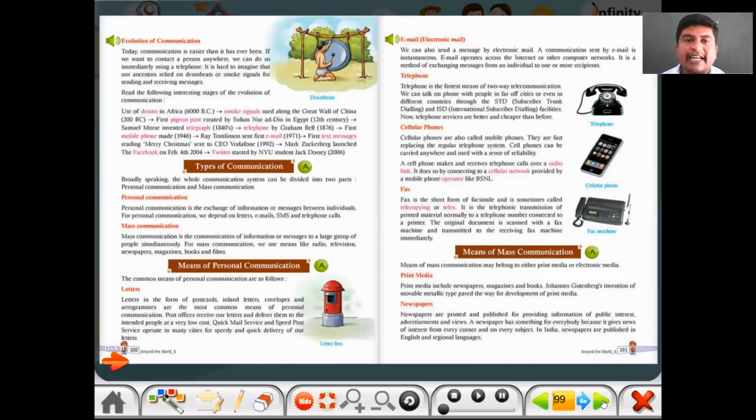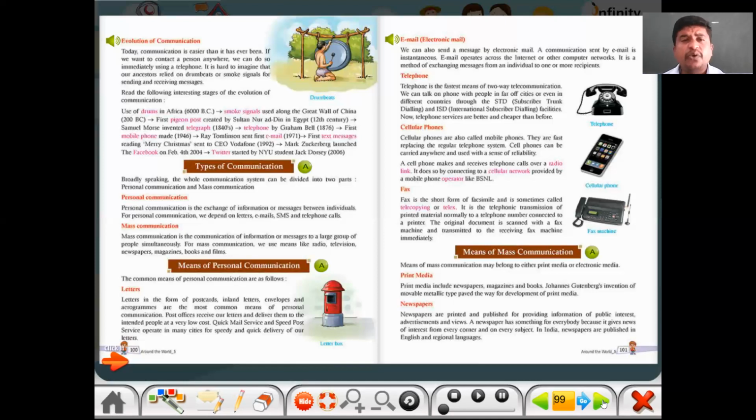If you want to contact a person anywhere, we can do so immediately using a telephone nowadays. In a fraction of a second, we send a message through WhatsApp, Facebook, Instagram, fax, email. But remember, there was a time when there was no quick mode of communication.